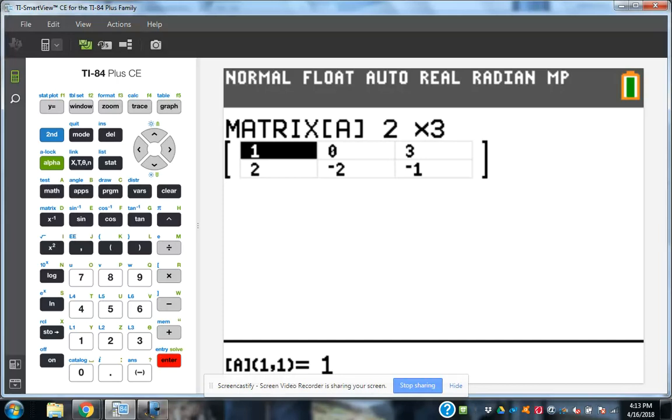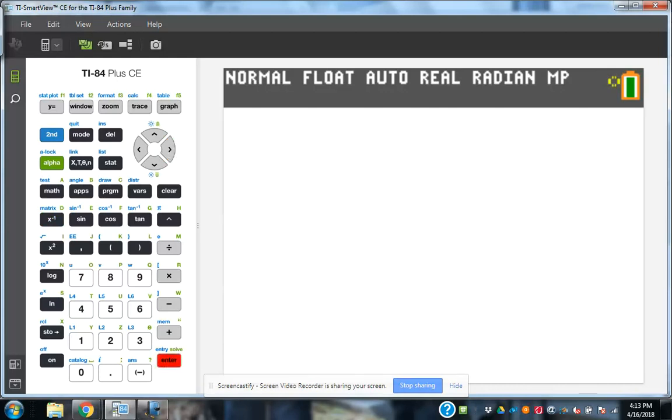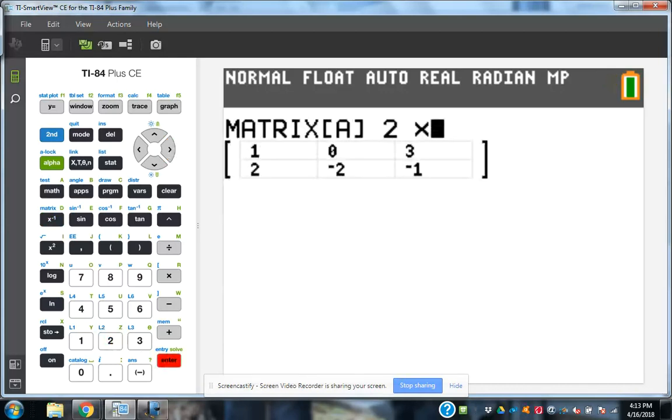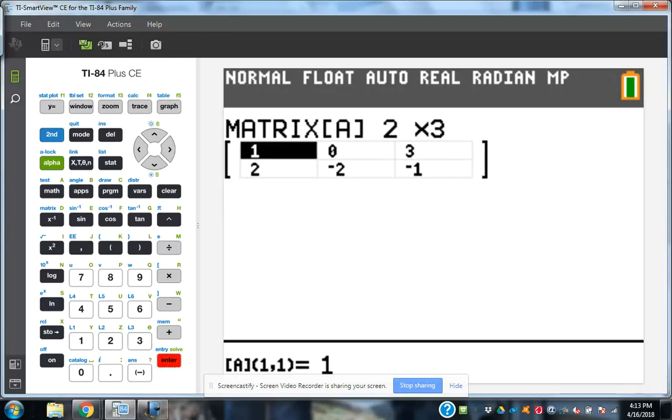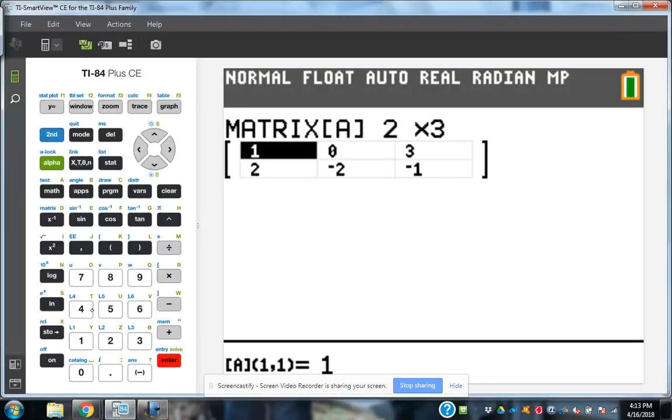Now we've just got to put our numbers in there. So second matrix, over to edit. We're going to pick matrix A. We hit enter. We want to change it to a 2 by 3, rows by columns. And then we want to put in the matrix that we've written down. Our matrix that we've written down is 1, 4, 14 for the first row. And then 3, -2, 0. So 1, 4, 14. And then 3, -2, and 0.